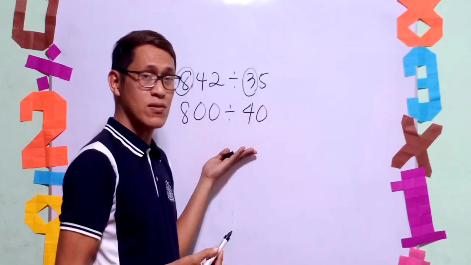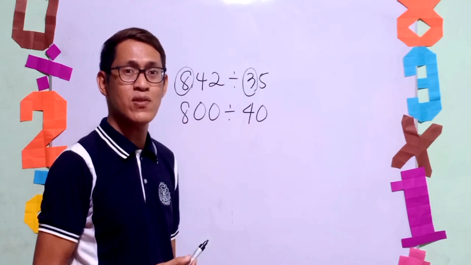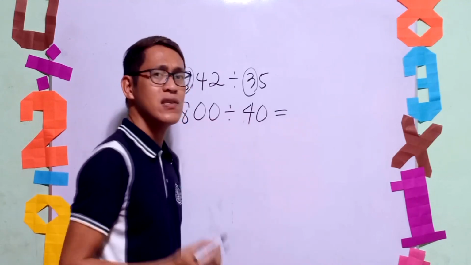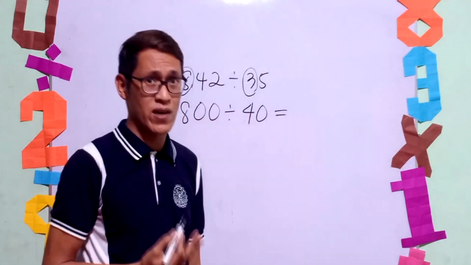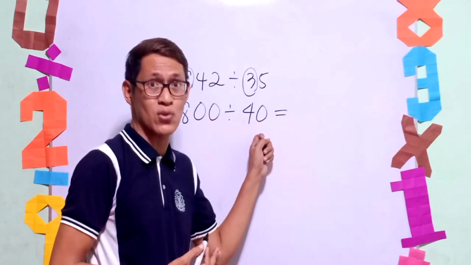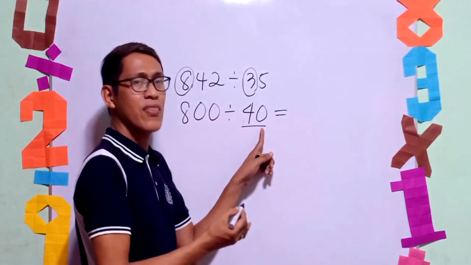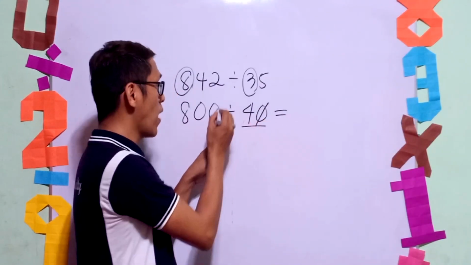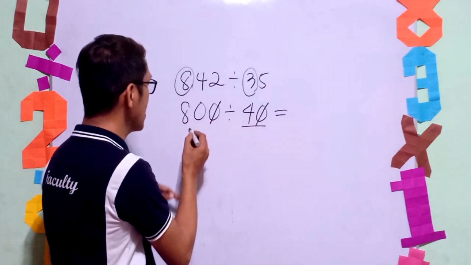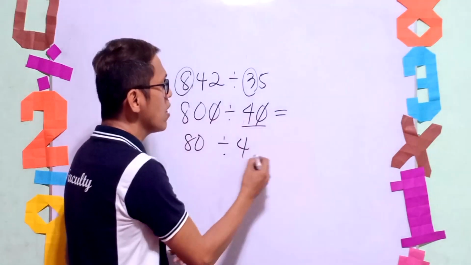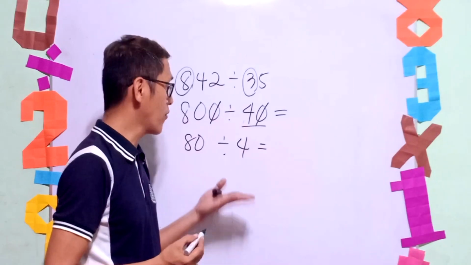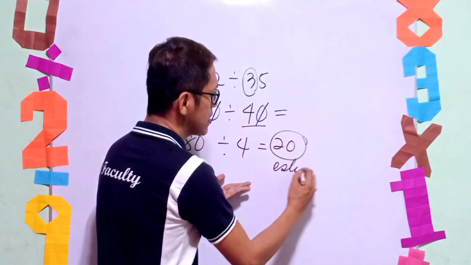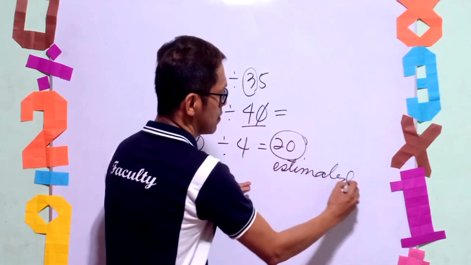Now, after you round off the numbers, that's the time you divide to get the estimated quotient. But before you divide, you cancel first the zeros for easy solution. So you start with the divisor. There is 1 zero in the divisor, so cancel 1 zero. Cancel also 1 zero in the dividend. So what is left? 80 divided by 4. What's 80 divided by 4? That will give you 20. So 20 here is our estimated quotient.